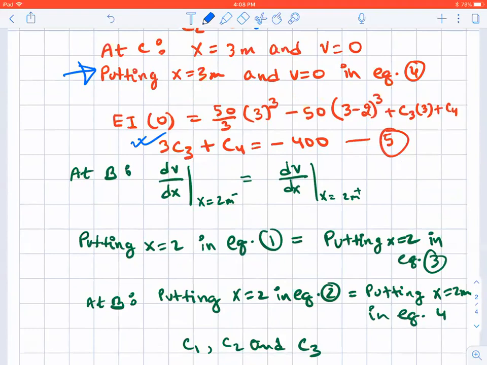Now remember, B is our transition point. So dv/dx at x equals 2 using the segment AB equation must be equal to dv/dx when x is equal to 2 using the segment BC formula. Okay, so if we do that, this is where we left off last class. So if I plug those in, this is what you will see.